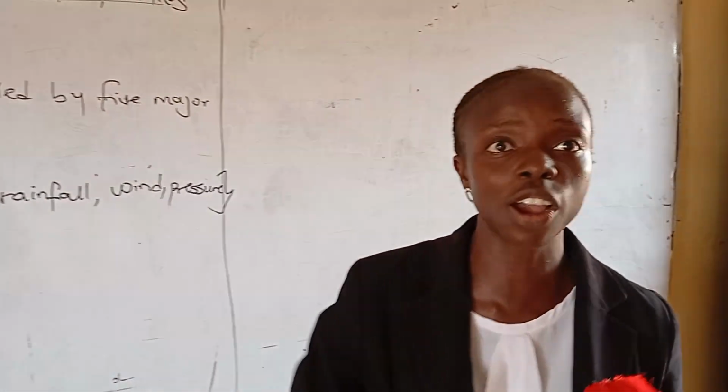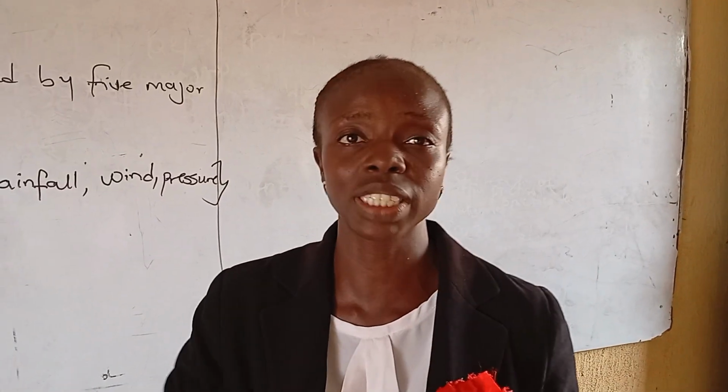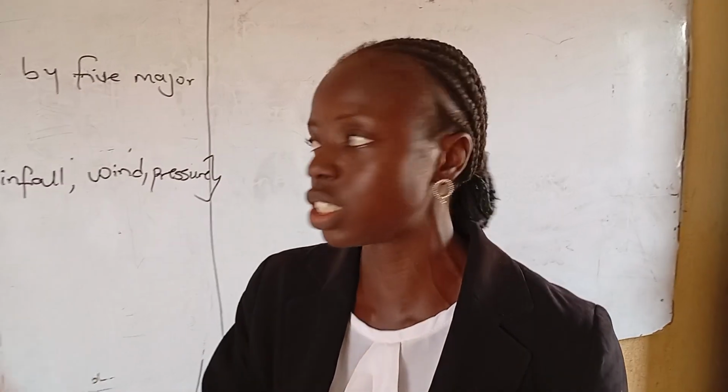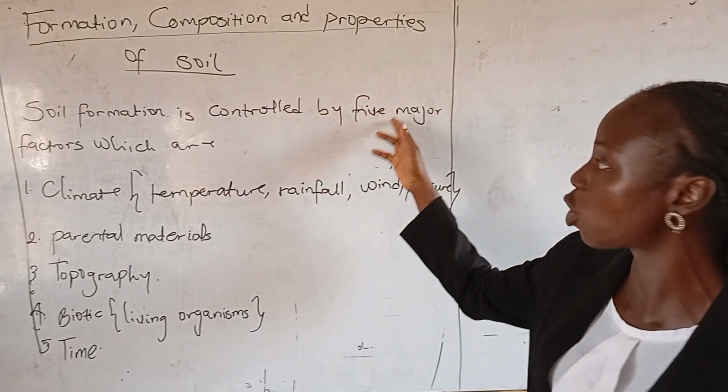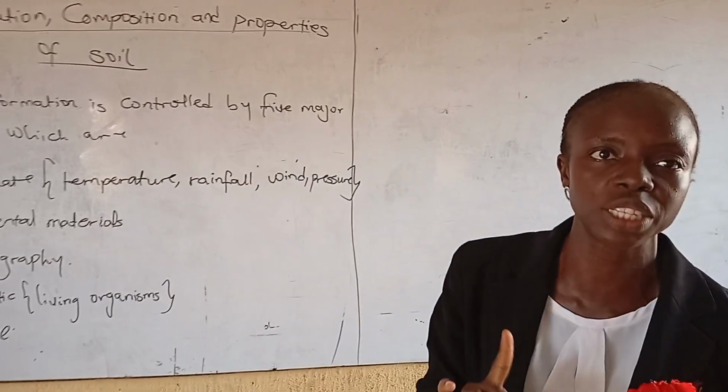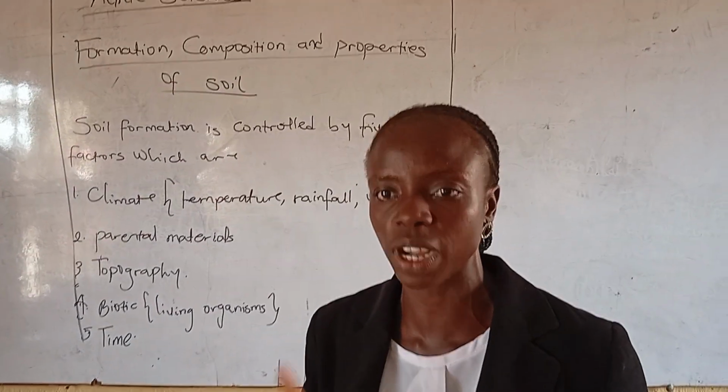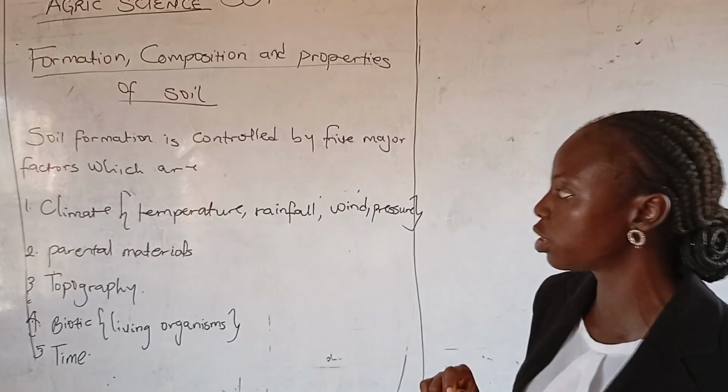So how is this soil formed? Or is it that the soil just exists? There's a way in which this soil is formed. The way this soil formation is controlled by 5 major factors. There are 5 major factors that control the formation of soil.